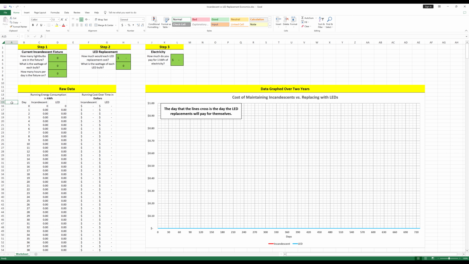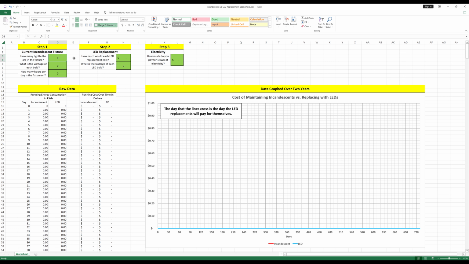And this goes day by day for 730 days or 2 years exactly. There's nothing stopping you from extending this further, 3 years, 4 years, 5 years, but for the purposes of simplicity, let's keep it at 2 years for now. And over here, you have a graph which is basically simply graphing the money over time for both the current fixture and LEDs.